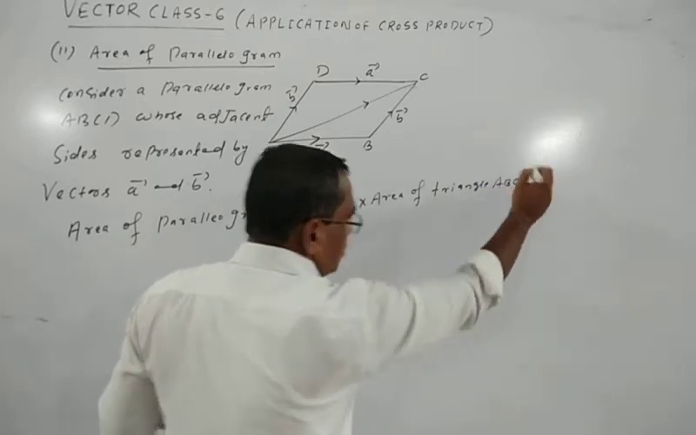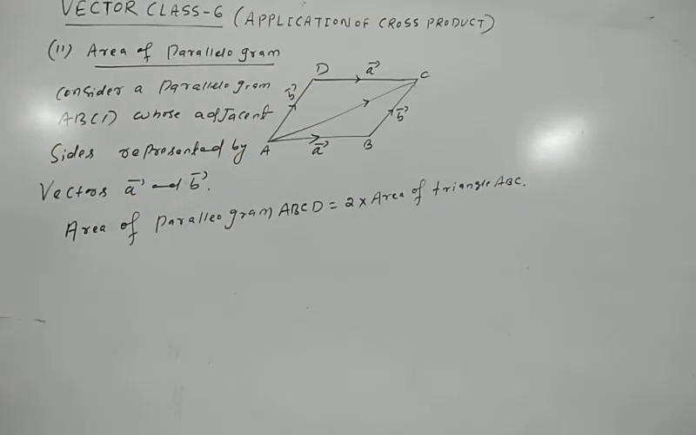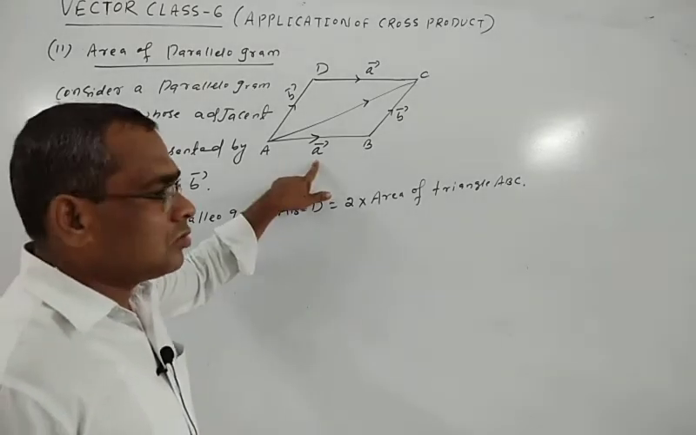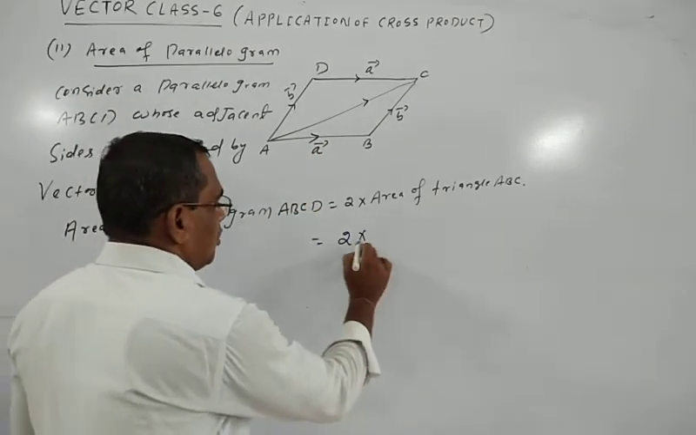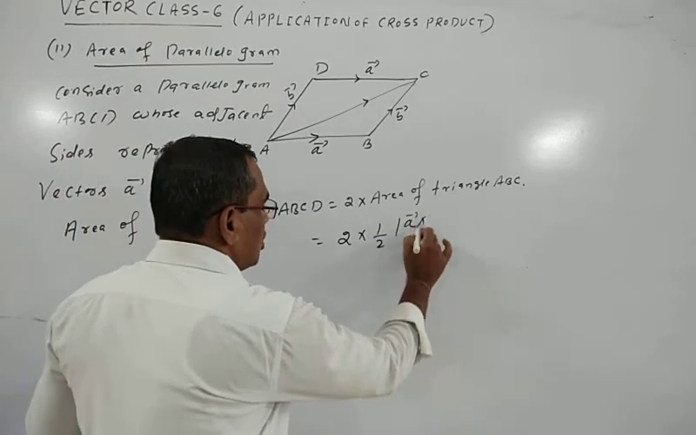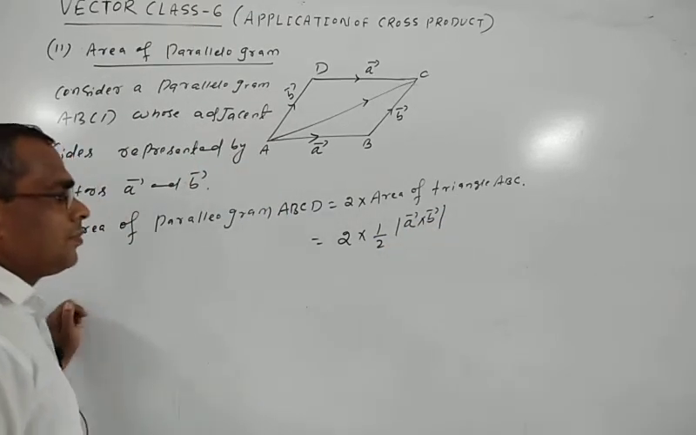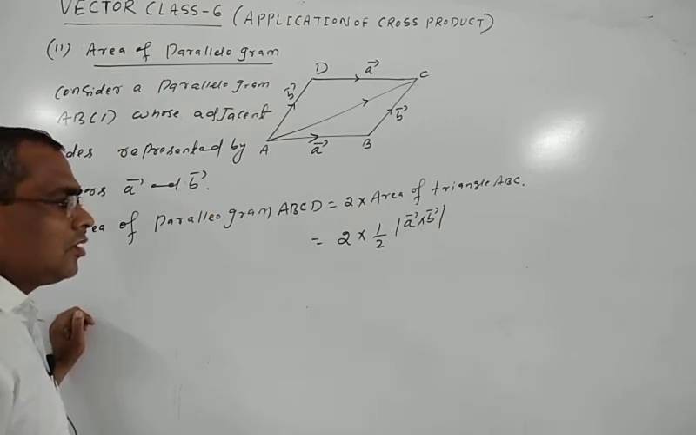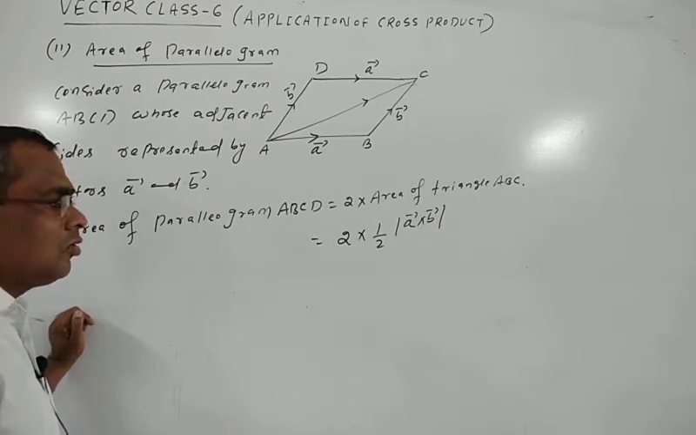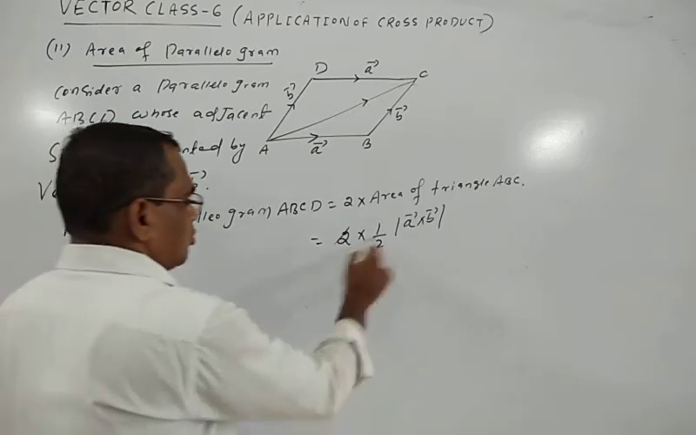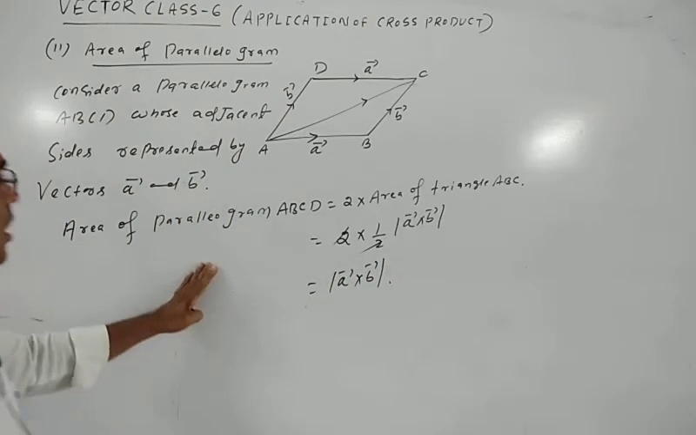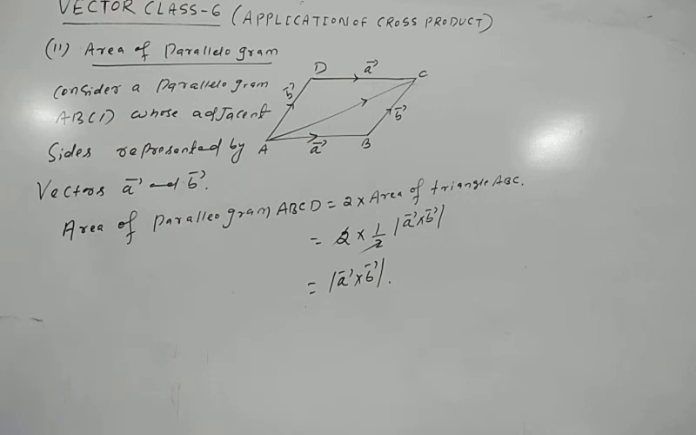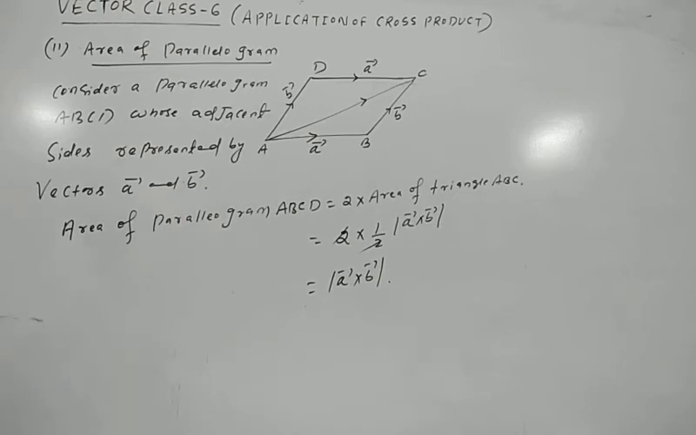So the area of parallelogram ABCD is equal to 2 into the area of triangle ABC, and you know the area of a triangle ABC whose sides are represented by A vector and B vector is half into the magnitude of A vector cross B vector. So it is 2 into half into the magnitude of A vector cross B vector. Okay, if two sides are A vector and B vector, then the area of triangle ABC is half into the magnitude of A vector cross B vector. Then the 2 cancels, so this is equal to A vector cross B vector. This is the area of a parallelogram whose adjacent sides are A vector and B vector.